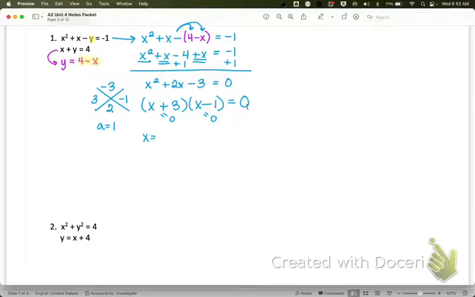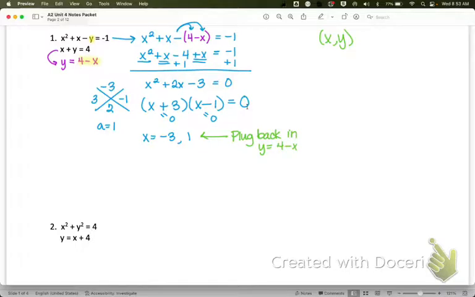That would mean that x has to be negative 3 or x has to be positive 1. So we are halfway done, because remember with systems, we want our answer to be an ordered pair, x, y. We want to know where they intersect. And so we have the x's. Now we need to take these x's and plug back in. And you can plug it back in to any of the original equations, including the y equals 4 minus x.